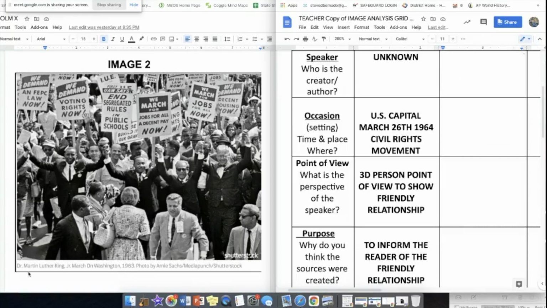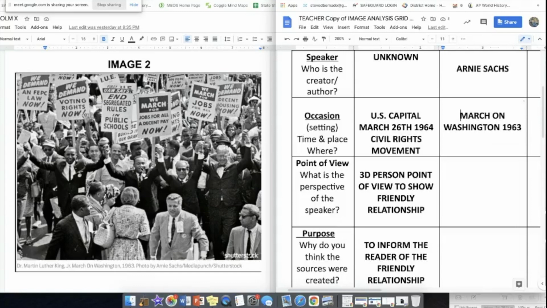So who is the creator? Dr. Martin Luther King, March on Washington in 1963. And the photo is by Arnie Sachs. Okay, Arnie Sachs took the photo. What's the occasion? The March on Washington in 1963.